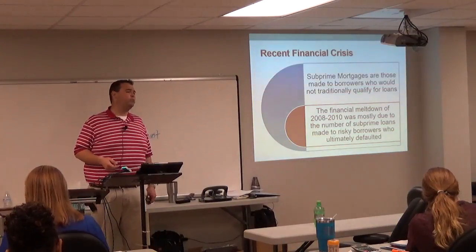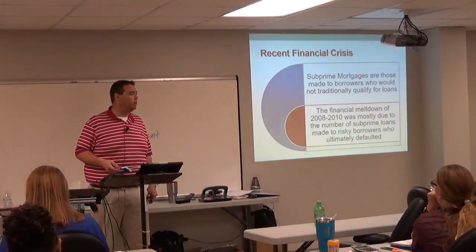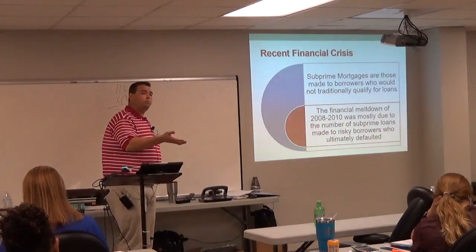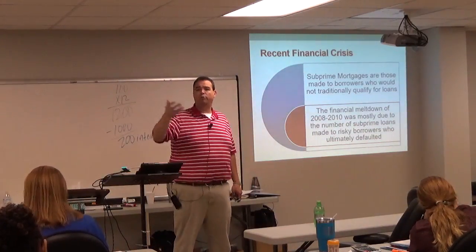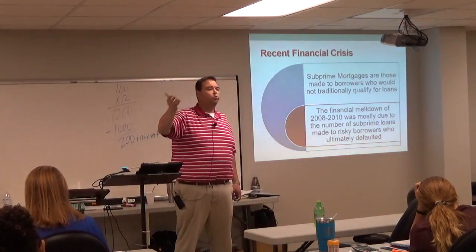If somebody's got 50% to put down, you don't care what their credit score is. It'll be a negative 800 and you'll still make them a loan. Because if they got 50% to put down, there's no way you can lose on that loan. If they don't make a payment, you foreclose, you sell it, you get your money back. Does that make sense for everybody? So there's no risk involved.